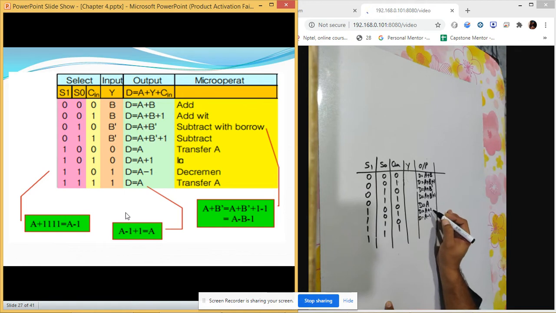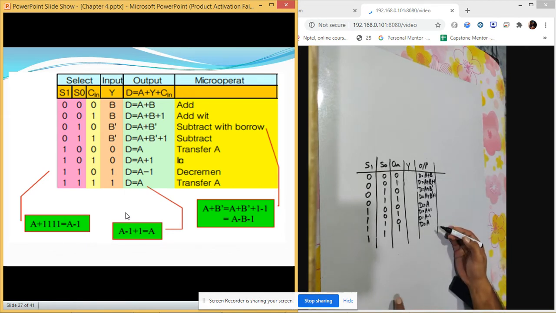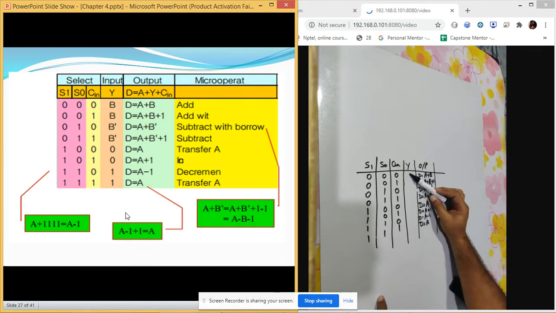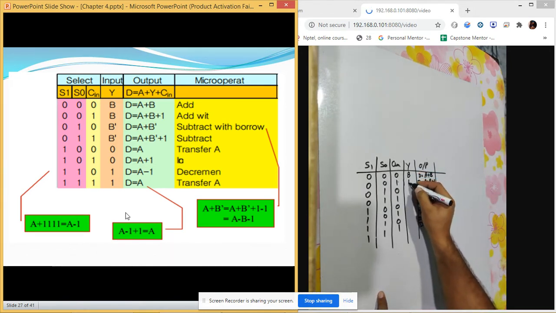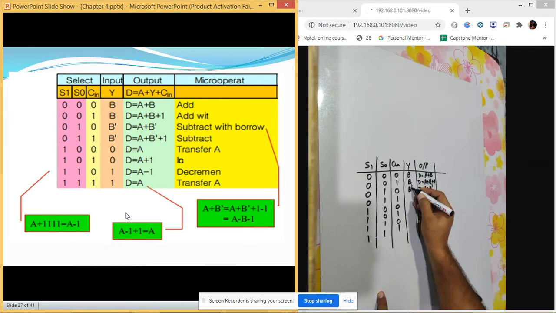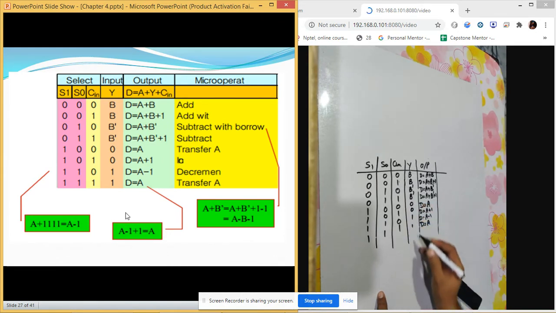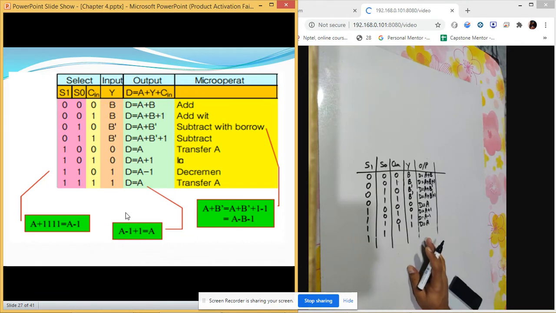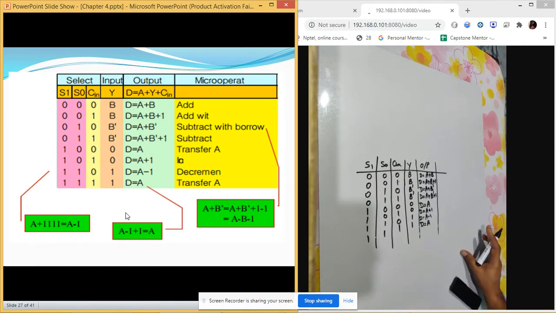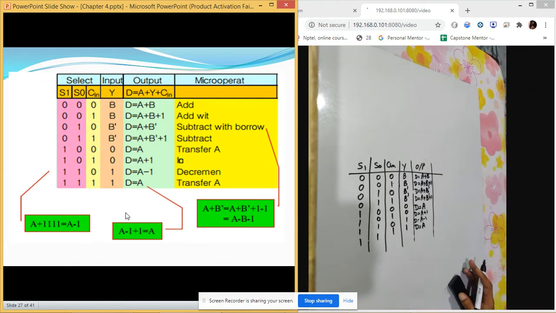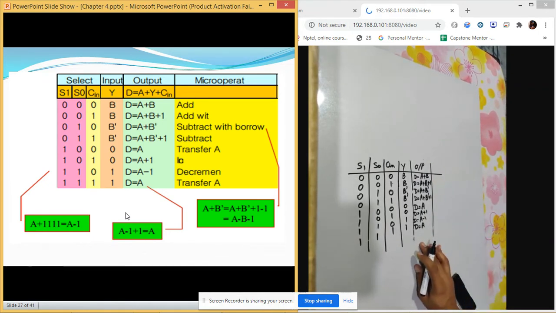How these outputs change, why you are getting these inputs, and why this table is like this, we will cover all that while we are making the circuit. You will be able to understand why Y has an input of B dash. You will understand all this once you are done with the circuit. According to the circuit, these two things are going to change: your operations will change according to the circuit.